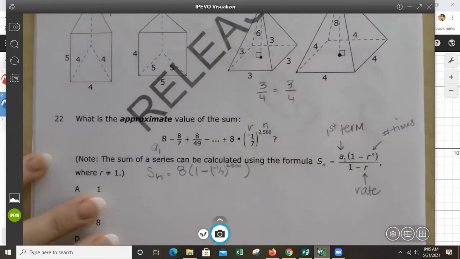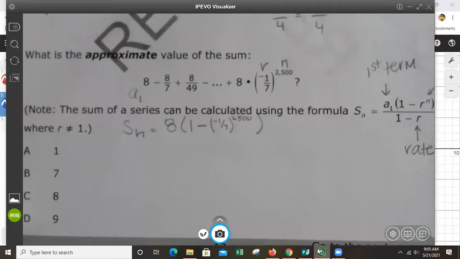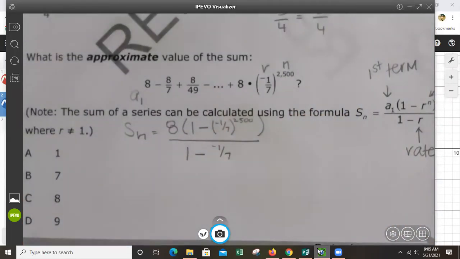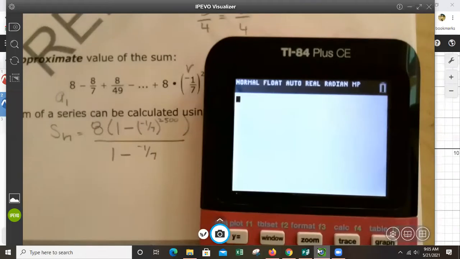And just watch how you put it in your calculator. That 2,500 only goes with the 1/7. Over 1 minus, what was our rate? Negative 1/7. Okay, so we just have to be careful about how we put it into our calculator. I'm going to do alpha y equals so I can have a fraction. I'm going to type it in just like I typed it here. So 1 minus 1/7 in parentheses to the 2,500, get outside of that. It's exactly like I have it on my paper.